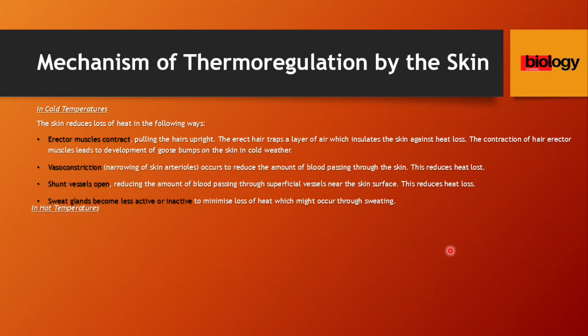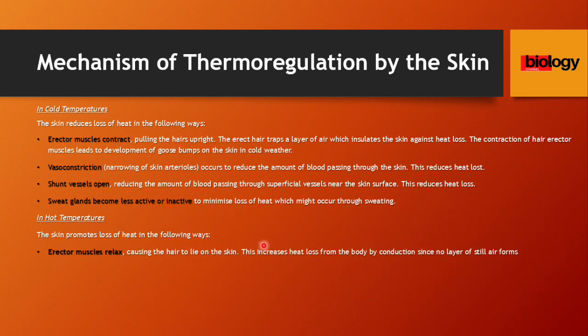All right, now what happens when it is hot? What happens? So the skin promotes loss of heat in the following ways. So when it is hot, your body will try to maintain the same temperature. If the temperature goes up, it will try to bring it back to 37 degrees Celsius. If the temperature is low, it will try to increase it so that it can be maintained at 37 degrees Celsius. So when it is hot, the skin promotes loss of heat in the following ways.